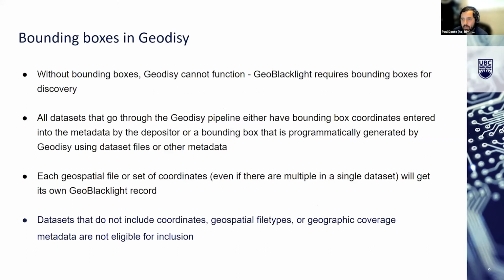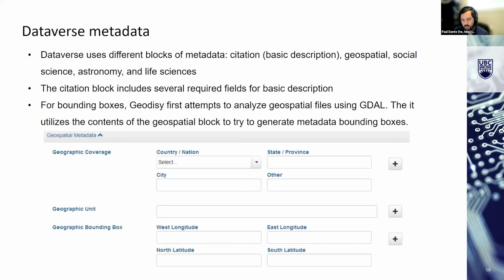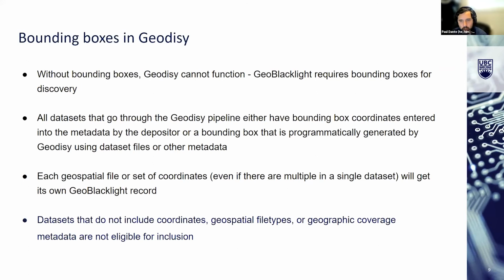As has been mentioned before, GeoBlacklight requires bounding boxes for discovery. So with our pipeline, if we can't get a bounding box for a specific data set, then that data set can't be searched via the Geodesy system. As a result, with our new system there will be fewer records than if you did a text-based search not using Geodesy, given the same source material, because some of the things can't be found via geospatial locations.